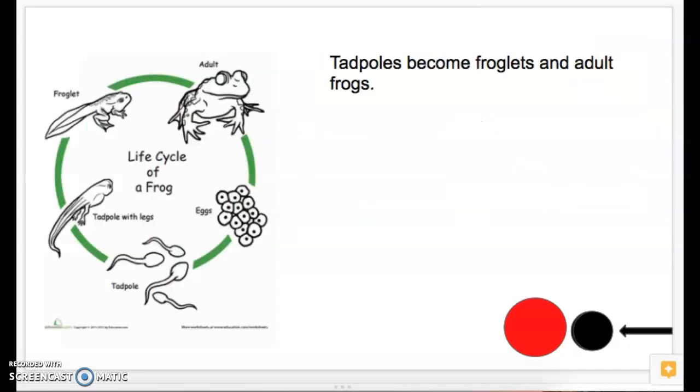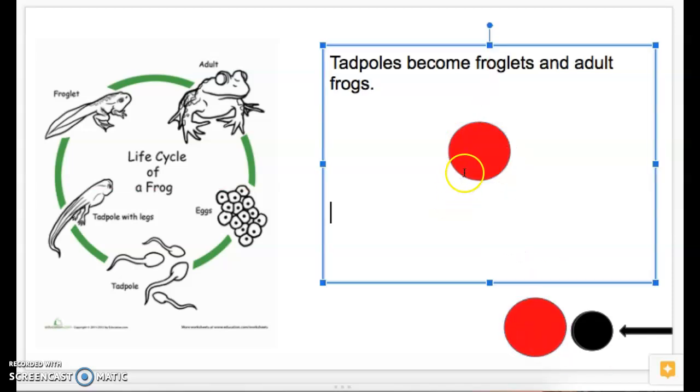Let's do another one that the symbols have not been started for us. So here for our second year friends studying amphibians, we have the life cycle of a frog. And our sentence says, Tadpoles become froglets and adult frogs. So going on our hunt first, we want to find our action. So in our sentence, what is our action? Become is our action in this sentence. So we can place that underneath our verb.